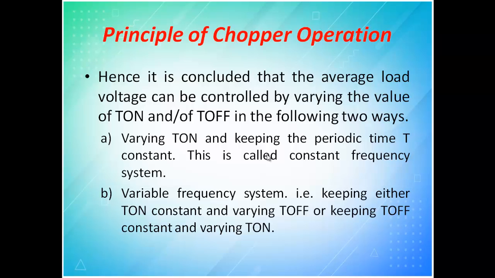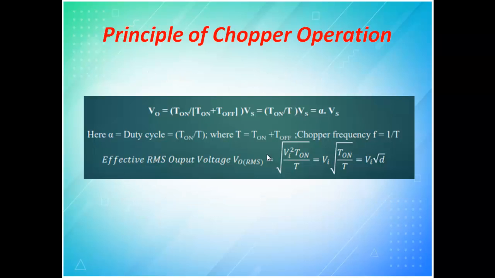Hence, it concludes that average load voltage can be controlled by varying the value of T on and T off in the following two ways. The first way is varying T on and keeping the period T constant. This is called constant frequency system. Variable frequency system is keeping either T on constant and varying T off, or keeping T off constant and T on varying. So this I have already told. One is called PWM, another one is called frequency control.